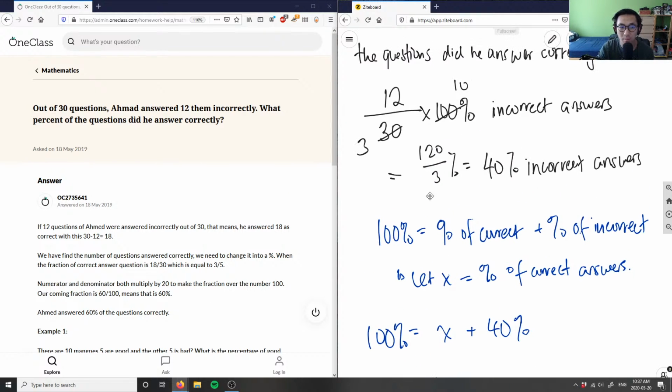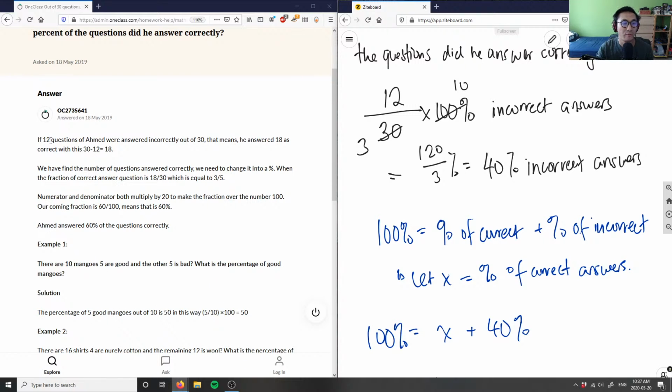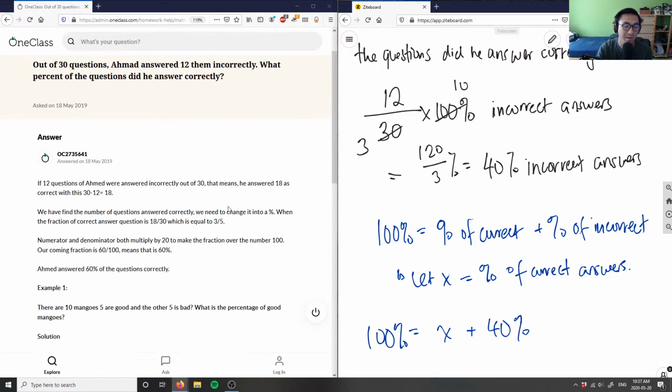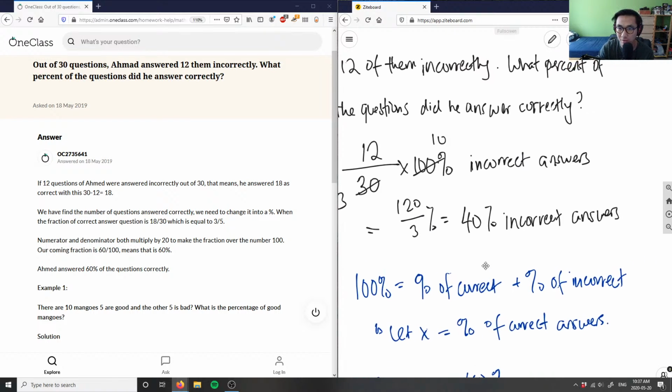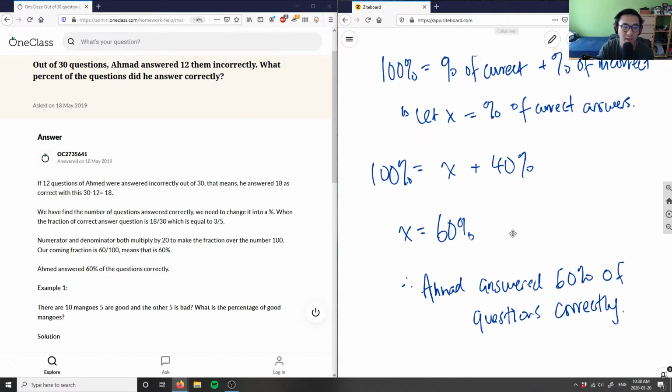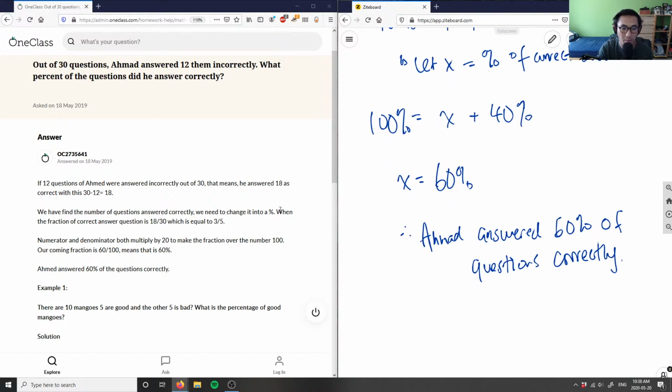Another way of thinking about this problem is how they thought of it. So they thought of it as 12 questions of Ahmed were answered incorrectly, he answered 18 of them correct, right? So you can take the total amount of questions, which is 30, and subtract the amount of incorrect answers to get the amount of correct answers. So 30 minus 12 is 18, and then they took this percent. So I would have 18 divided by 30. You multiply that by 100%, which would equal 60%. So either way, both of these logics will work. It's up to you how you want to solve this problem as well.